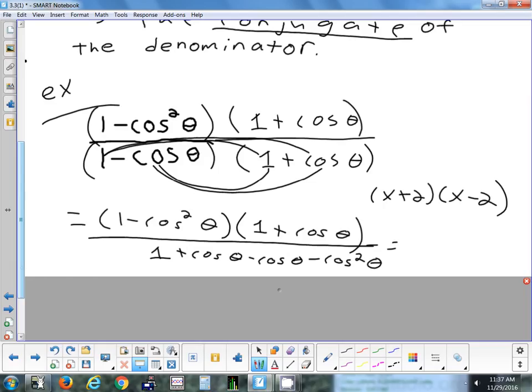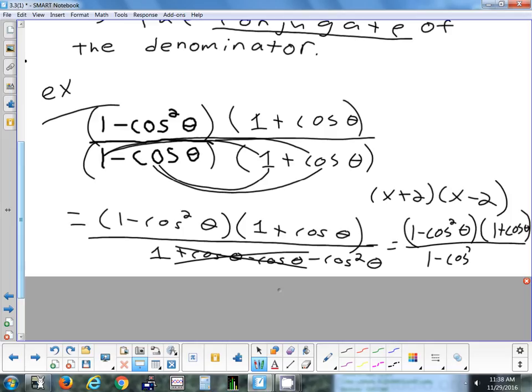cosine is cosine squared. Now look at the bottoms. Anybody see something that's going to disappear? Yeah. Plus cosine, minus cosine. So now look at what you have left in the top. 1 minus cosine squared times 1 plus cosine. And what's left in the bottom? 1 minus cosine squared.